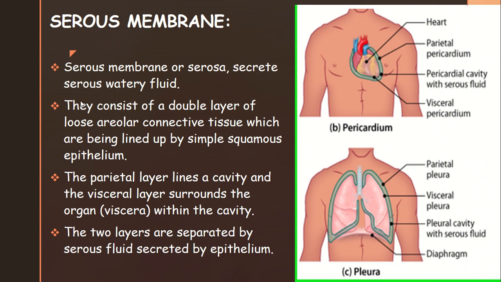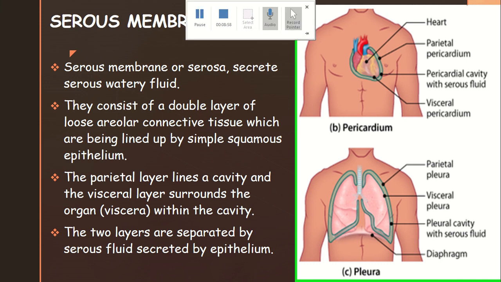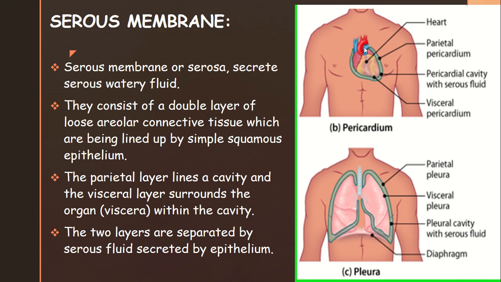Serous membrane, or serosa, secretes a serous, watery fluid. They consist of a double layer of loose areolar connective tissue lined by squamous epithelium. The parietal layer lines the cavity and the visceral layer surrounds the organs within the cavity. As we have already discussed, parietal means the outer and visceral means the inner layer, surrounding the organ inside.